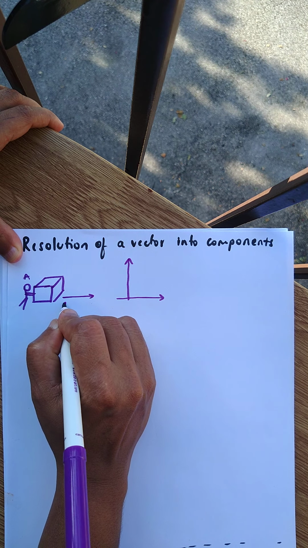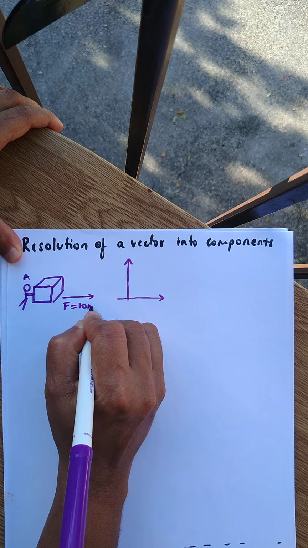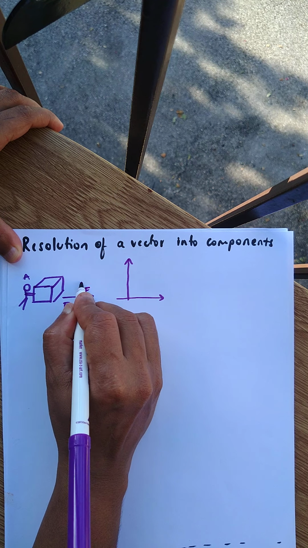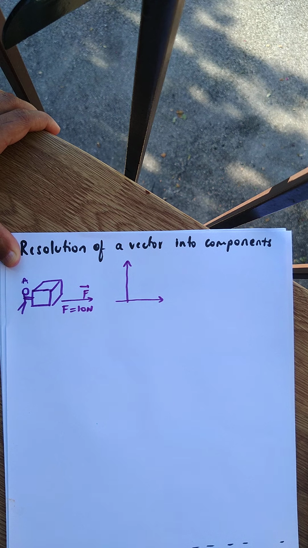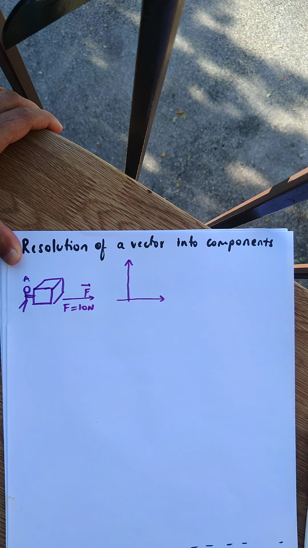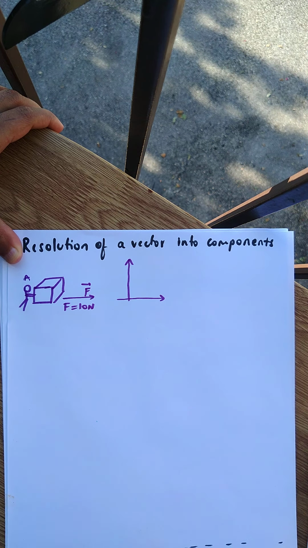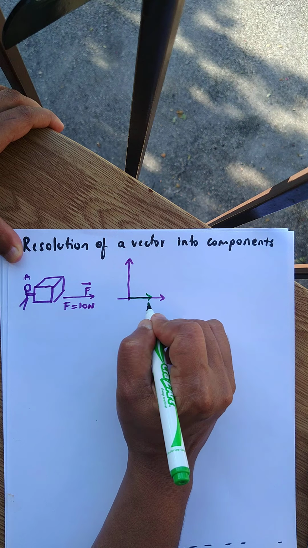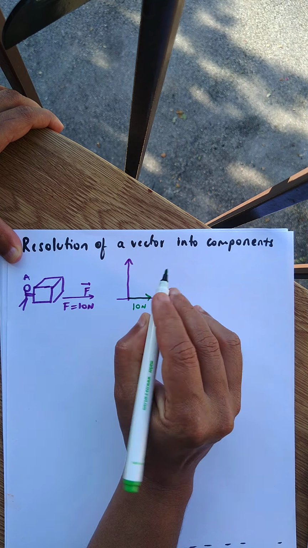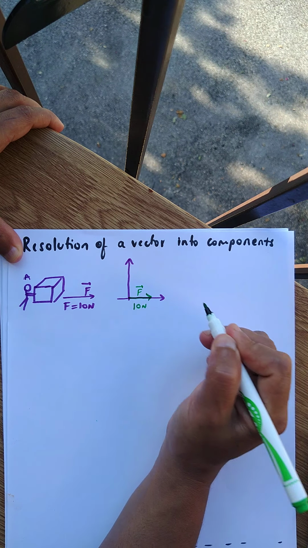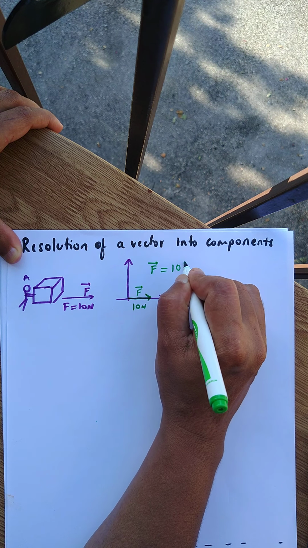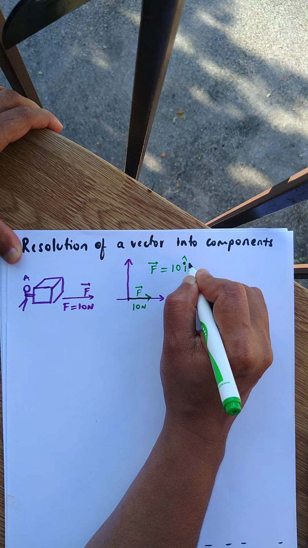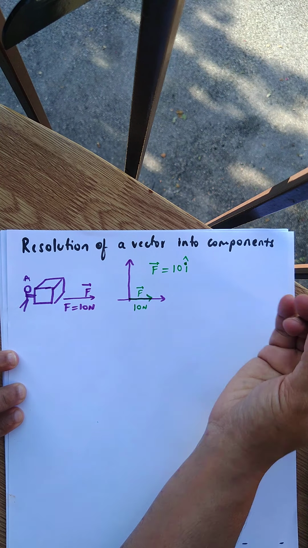Of course, pushing is a force. Say he's pushing with 10 Newton force. This is my vector. So how do I represent it? I represent this vector with an arrow, proportionately. Say this is 10 Newton and this is my vector F, and I write my vector as 10 into I cap. I cap is for the positive x-axis.